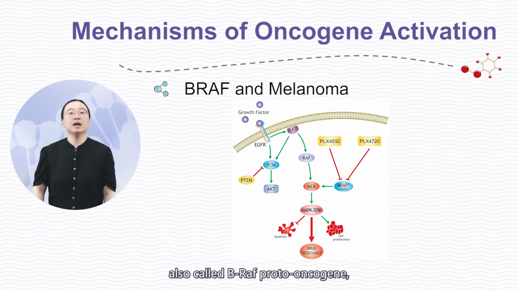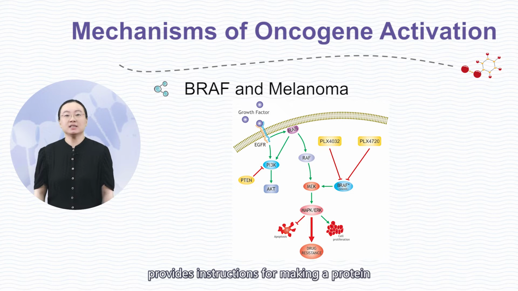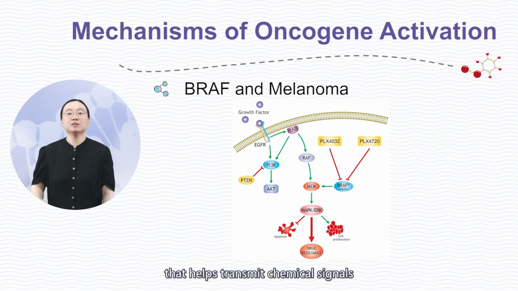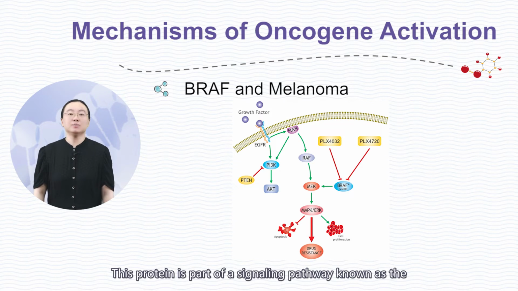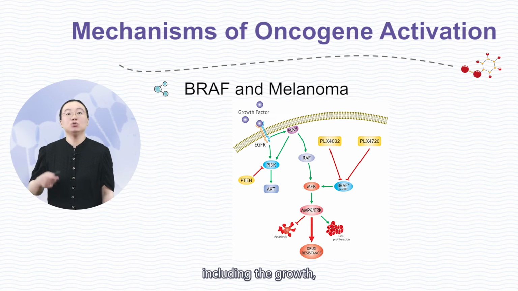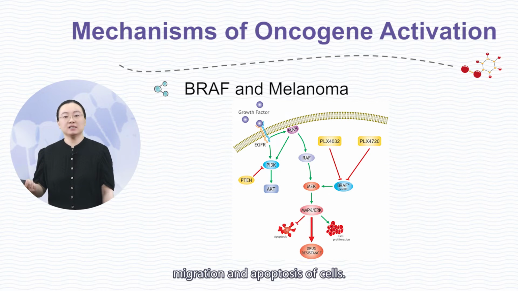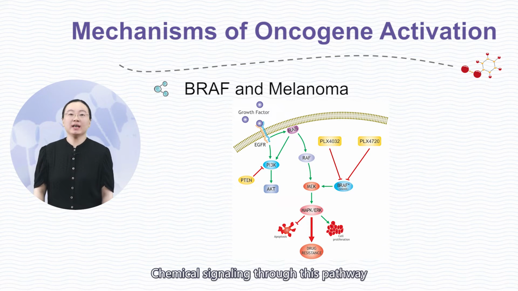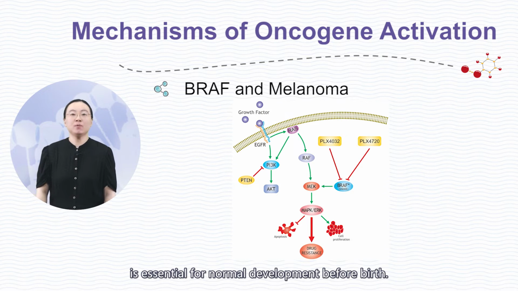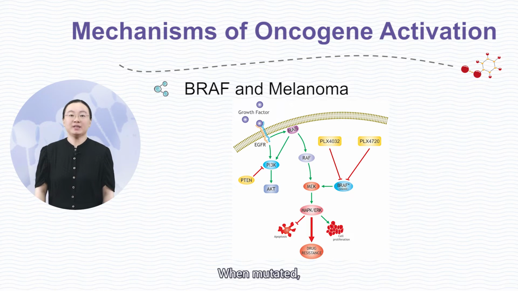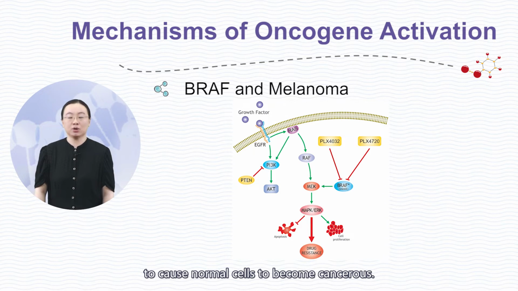The BRAF gene, also called the BRAF proto-oncogene, provides instructions for making a protein that helps transmit chemical signals from outside the cell to the cell's nucleus. This protein is part of a signaling pathway known as the RAS-MAPK pathway, which controls several important cell functions, including the growth, division, differentiation, migration, and apoptosis of cells. Chemical signaling through this pathway is essential for normal development before birth. When mutated, the BRAF gene has the potential to cause normal cells to become cancerous.